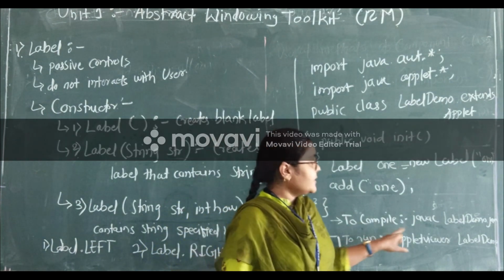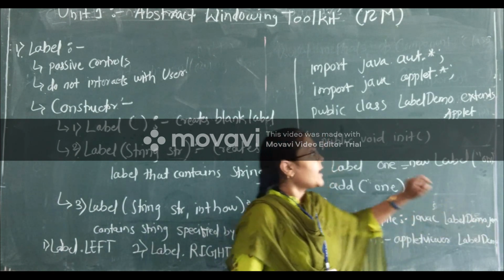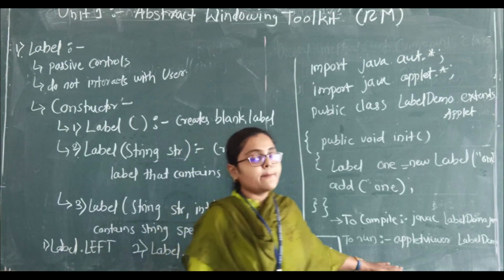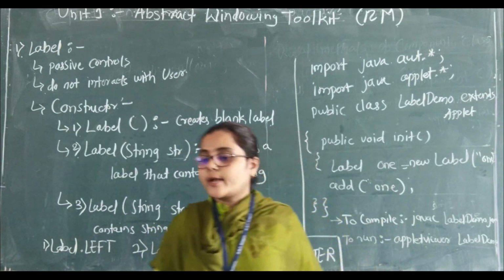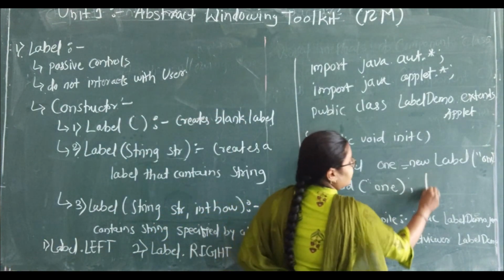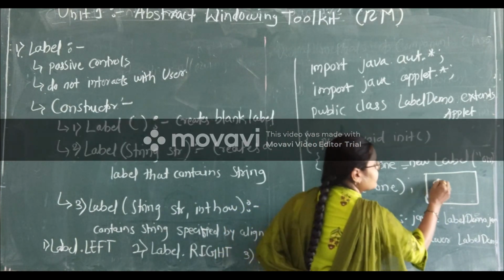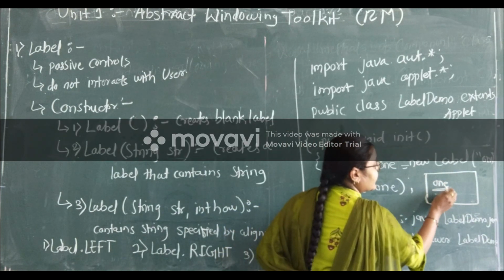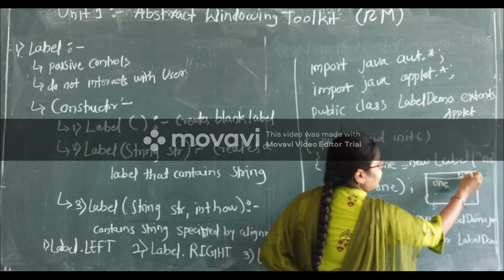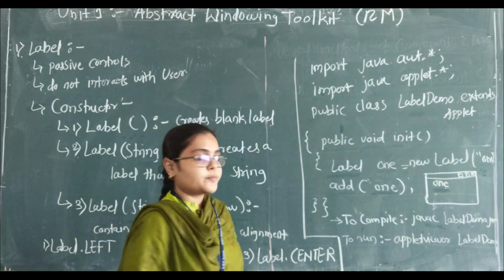So how to compile the program? To compile: javac LabelDemo.java, and to run the applet we are going to use the appletviewer to run the program. After successfully running, a window is going to appear on your screen and the label is created. Such a type of window is going to appear on your desktop.